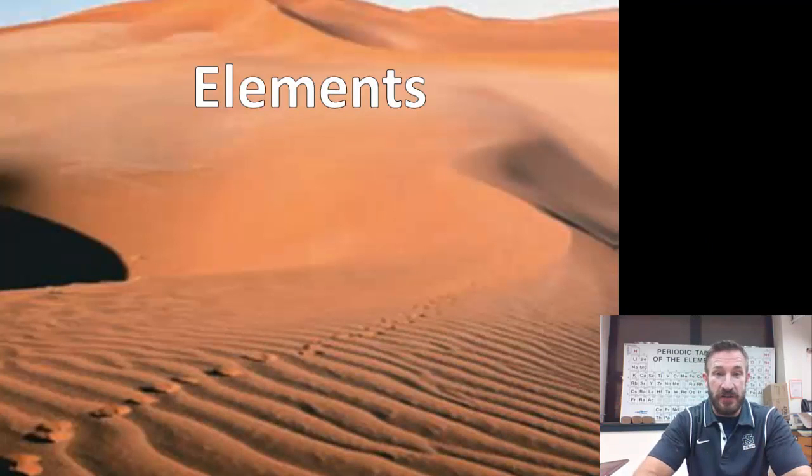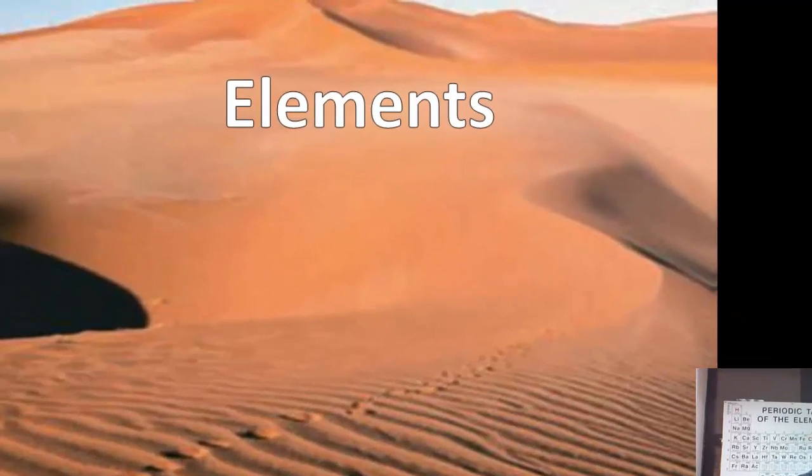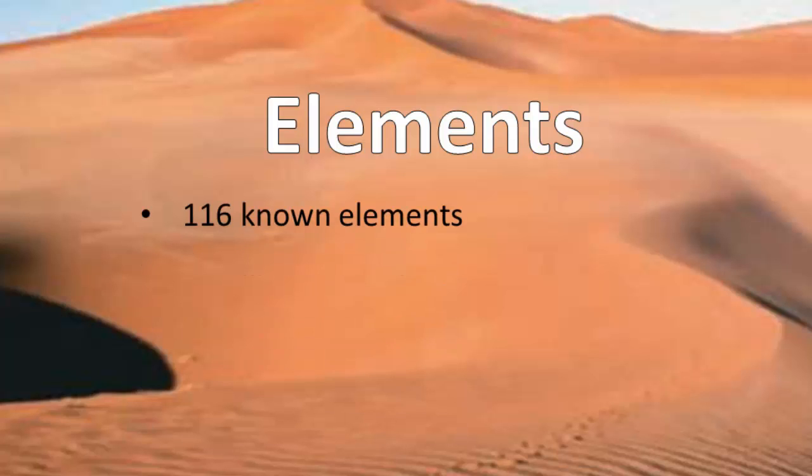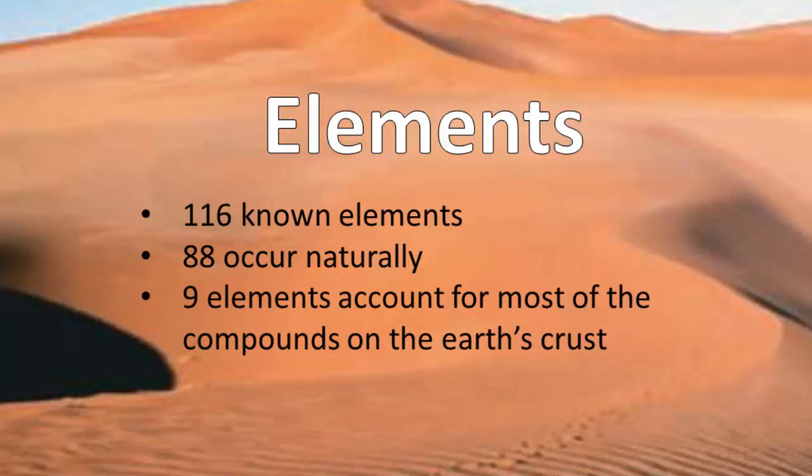Today we're going to begin our discussion of elements. Some things you may not have thought about with elements. Well, first of all, there are 116 known elements. 88 occur naturally. 9 elements account for most of the compounds on the Earth's surface.